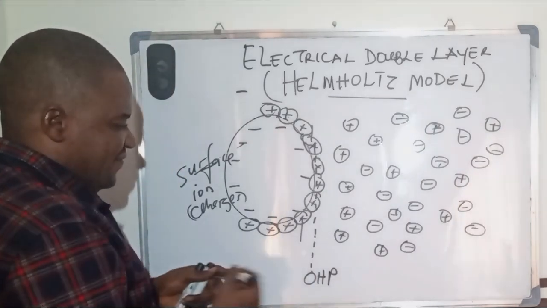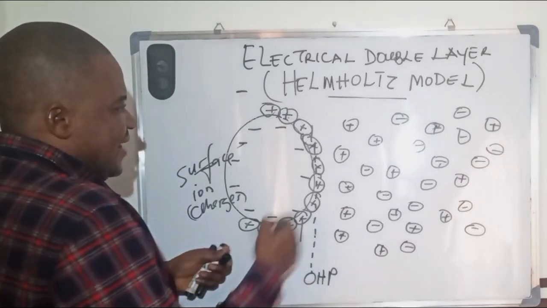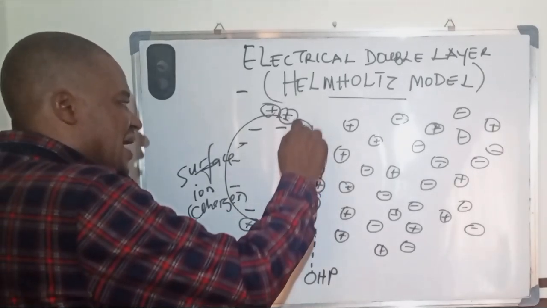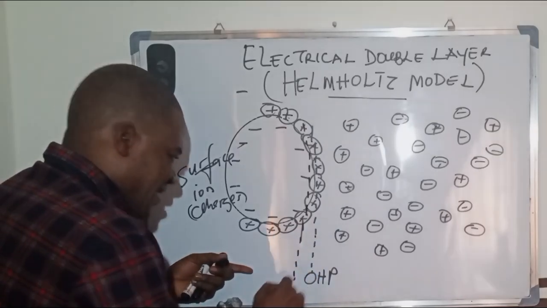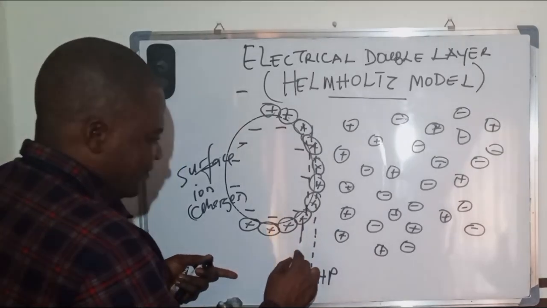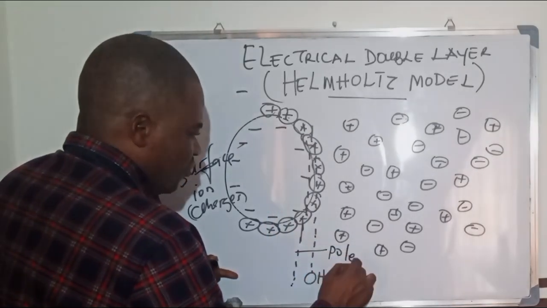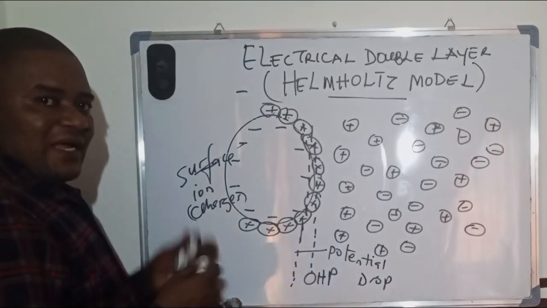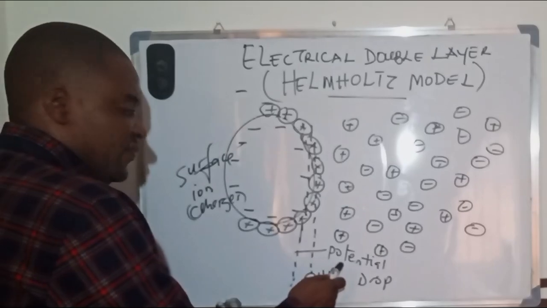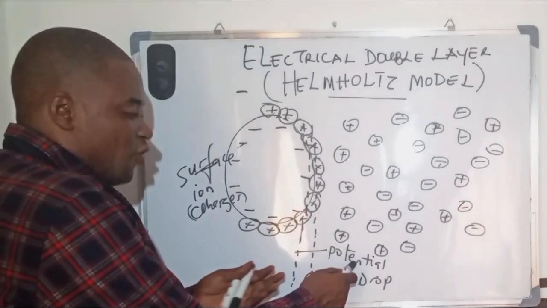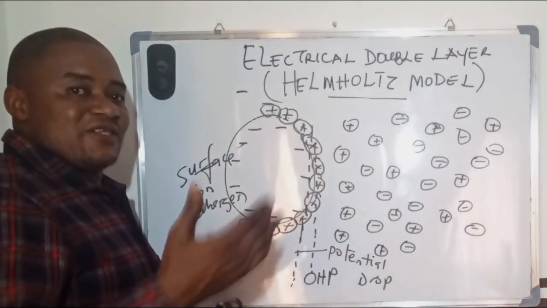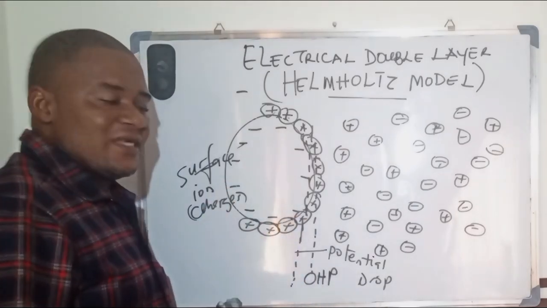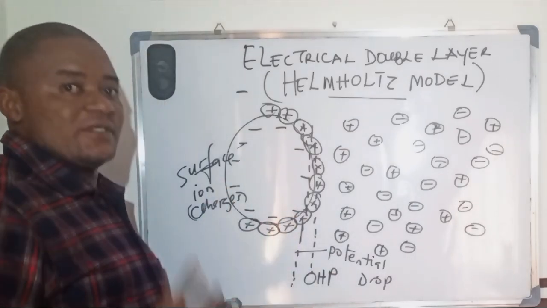Okay, and now if there is an outer Helmholtz plane, then between the surface ions and the solvated ions, there is another plane, and this is the plane he described as the potential drop. The potential drop is a surface or an interface, and the outer Helmholtz plane is an interface. The two now describe what we call the double layer.